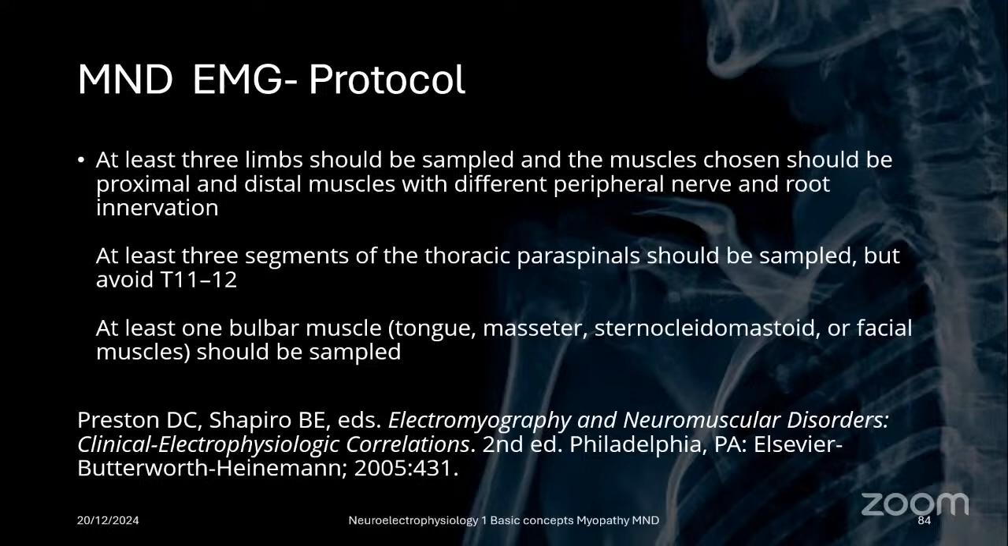At least 3 segments of the thoracic paraspinals should be sampled. Just avoid T11 and T12, but thoracic paraspinals are to be sampled. At least one bulbar muscle, tongue, masseter, sternocleidomastoid, or facial muscle should be sampled. So this is given in Shapiro, and you can go and see the difference.